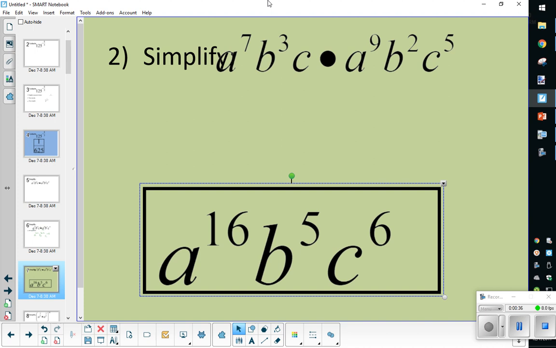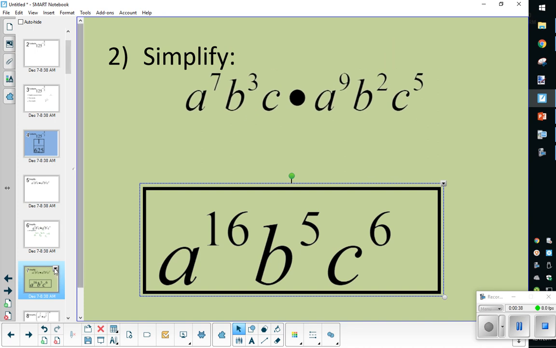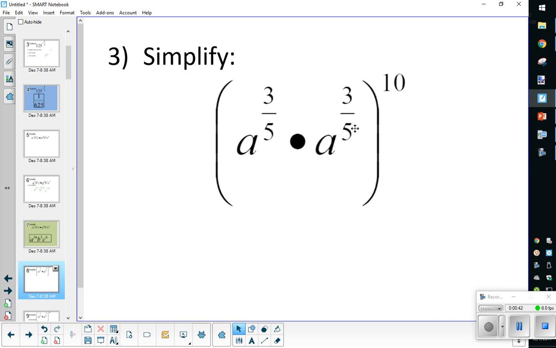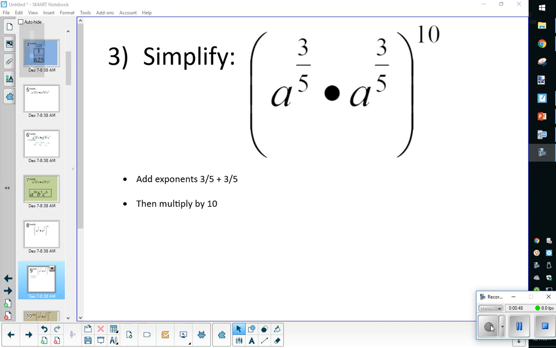Questions on 2? Let's look at number 3. Number 3, a little bit tougher. A to the 3/5 times a to the 3/5, all raised to the 10th power. Solve that one, please. We're simplifying.